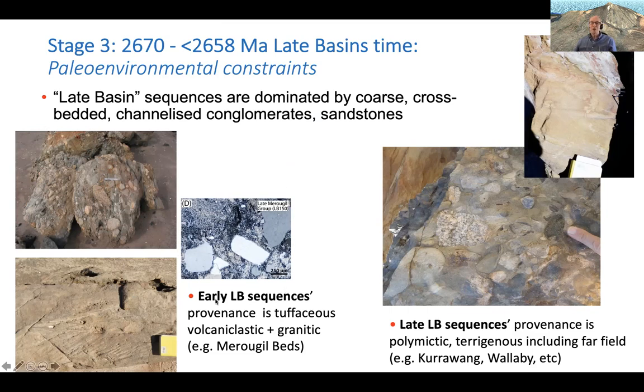The older late basin sequences, represented by the Marugal beds, are still largely monomictic, tufaceous, felsic volcaniclastic, although there are some granite plutons there. And they reflect ongoing explosive volcanic activity during Marugal beds time. The younger or later late basin sequences, such as the Currawang, are much more polymictic and include far-field derived BIF fragments, metasedimentary and metaplutonic clasts, and therefore are very different to the Marugal succession.